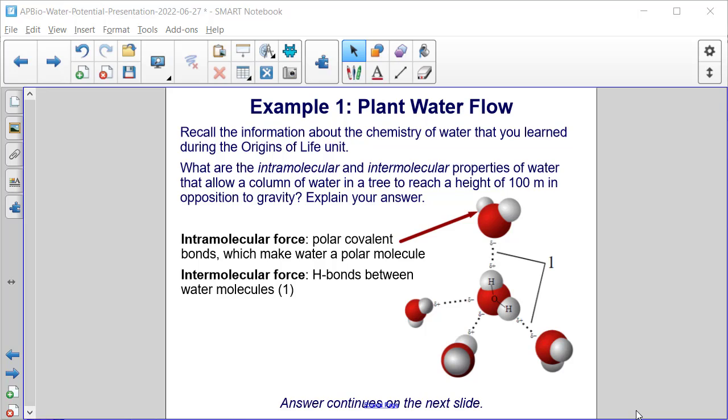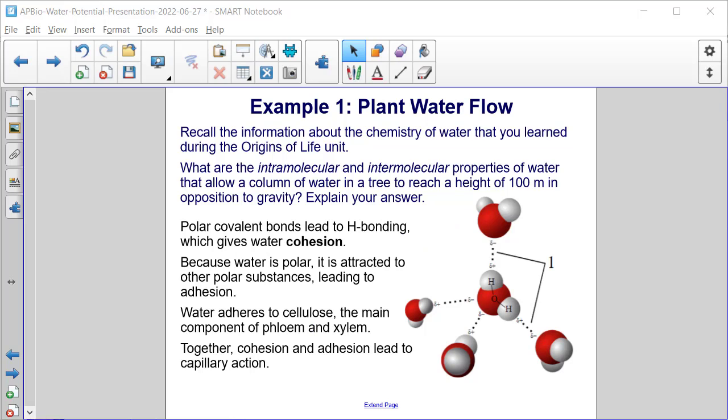The intramolecular force is the force between the atoms of the water molecule, and those are what we know to be polar covalent bonds, which make water a polar molecule. The intermolecular force is the main driving force between the molecules, holding them together. And those are hydrogen bonds between water molecules. Okay, so we've answered the first part of the question. What are the intra and intermolecular properties of water that allow this to occur? Now we're going to explain why that's the case.